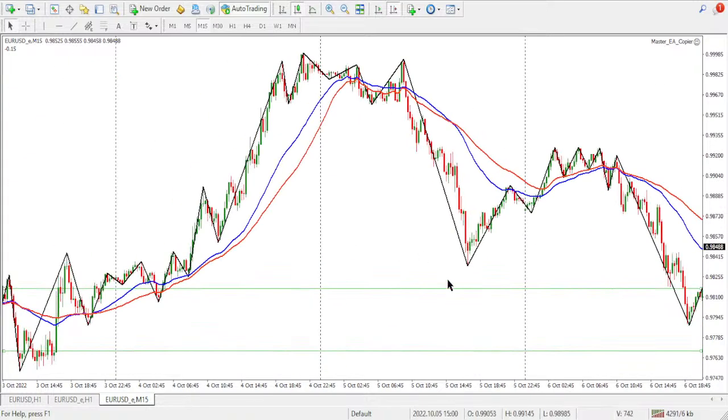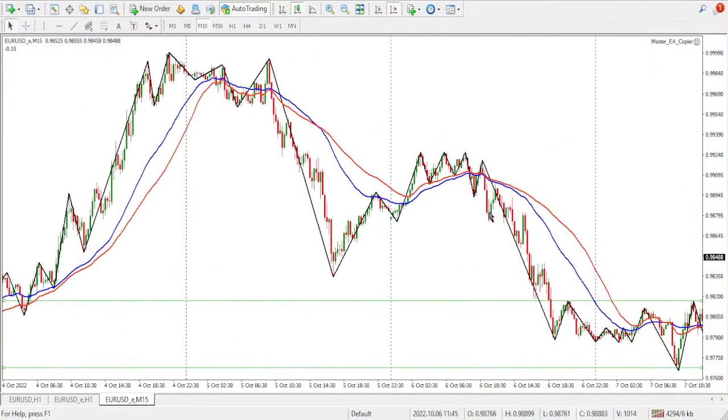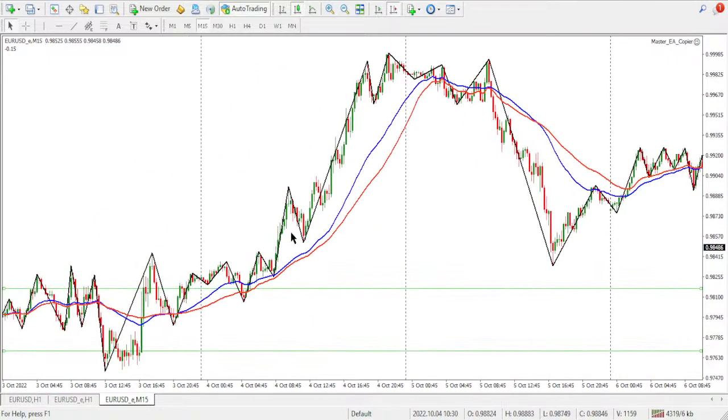So you can see that this is how you could have traded on this day. You could actually have taken all successful trades. You could have taken very good sell positions here. You could have sold and got very, very good profit there.